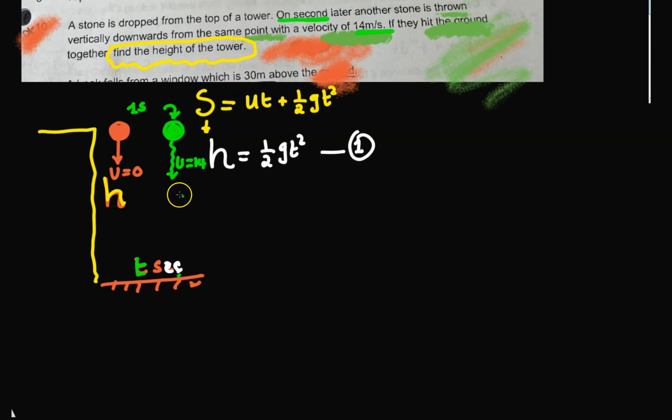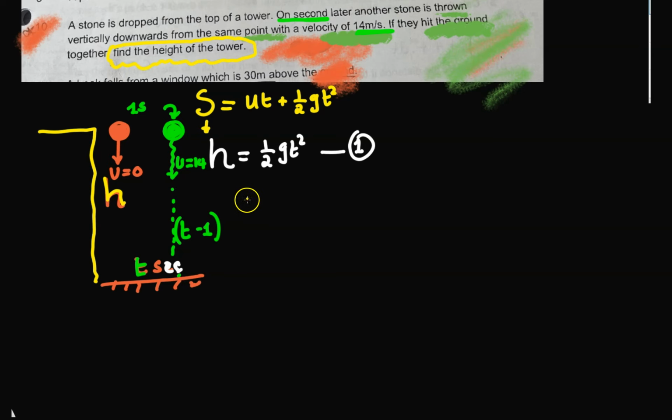So this ball that will come here is going to take 1 second less than this. The time it is going to take to hit the ground will be t minus 1 seconds. This has to be fresh in your mind, because this took t seconds and this was released 1 second later. Therefore, this is going to take t minus 1 seconds.